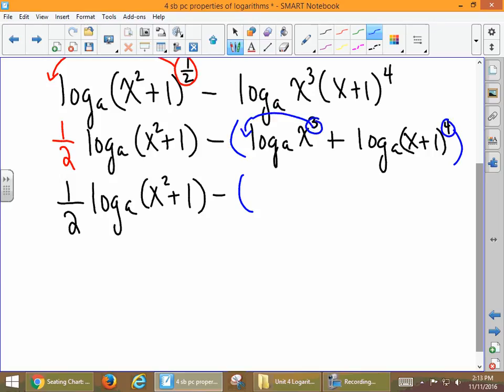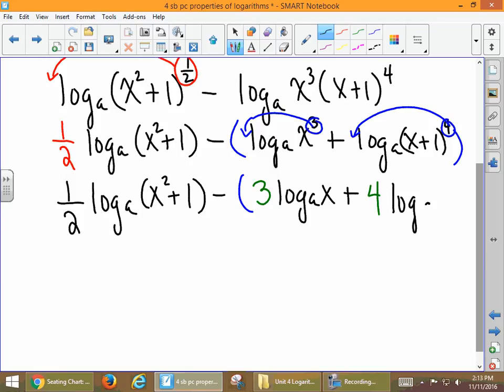And not only can we apply that property for our first term, but we can apply that property to our second term. It got jumbled up a little bit, but it's 3 that we're bringing out in front, and our log base a of x, plus bringing our 4, using our power property, bringing our 4 out in front. We've got 4 log base a of x plus 1.